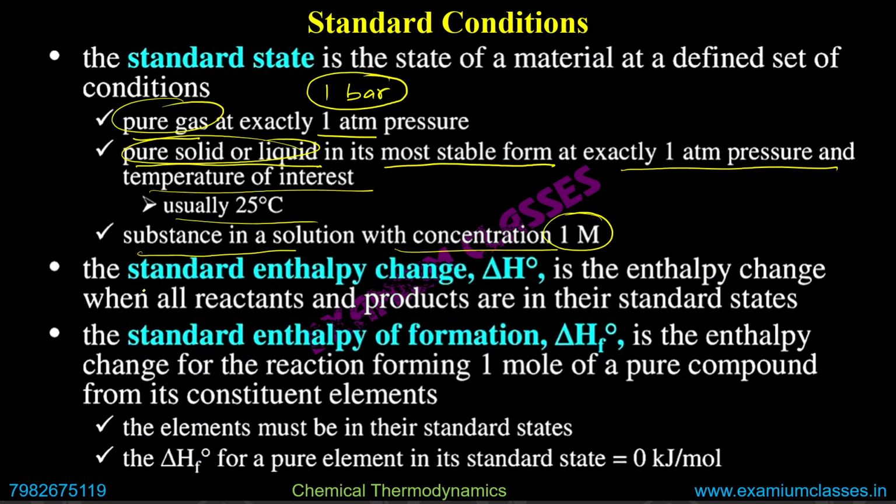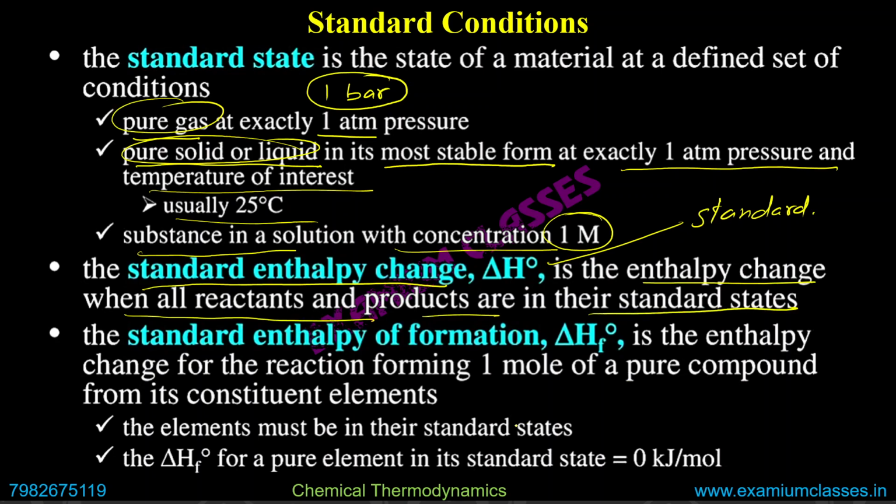Okay. Standard enthalpy change, delta H naught. Another point you need to remember: whenever you see a naught at the top, it means we are talking about standard. This is a standard parameter. This is the enthalpy change when all reactants and products are in their standard states. Then it will be delta H naught. And many a time I will be referring to delta H naught, not delta H.